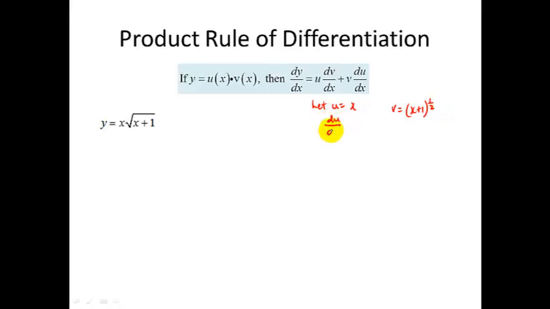I do the same. I differentiate u with respect to x. That's 1. For dv/dx, I will bring down the power, less 1. And don't forget, go into the function here, x plus 1, and differentiate x plus 1. And that gives me just 1. Okay, now we use the product rule formula. dy/dx is equal to u times dv/dx.